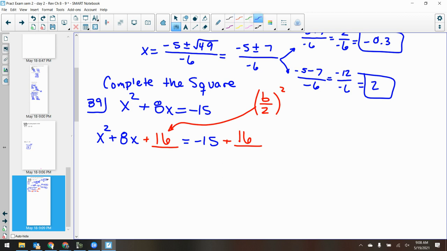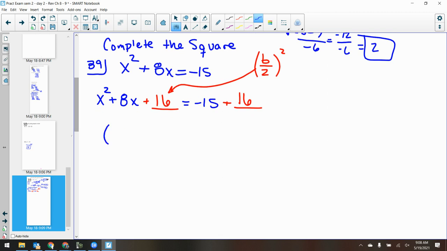All right, and then we just finish it out. Well, this factors. Remember, that always factors into x plus b over 2, so in this case, x plus 4 squared. And on the right side, I just get 1. Negative 15 plus 16 is 1. I square root the opposite side. What's the square root of 1? Right? And then we write the plus or minus 1.